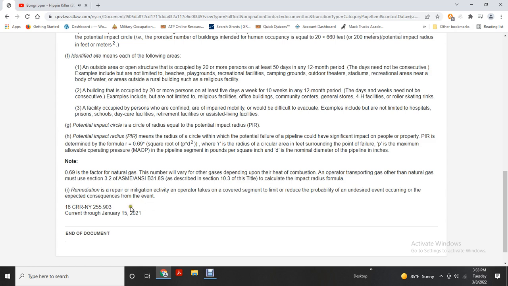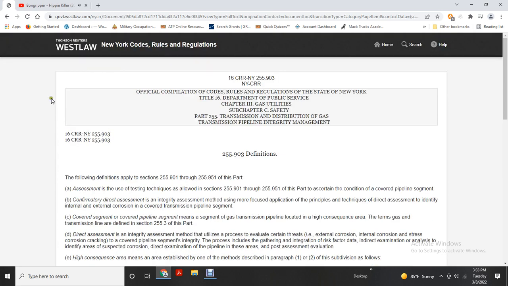Alright. 0.69 is the factor for natural gas. This number will vary with the gas, depending on heat of combustion. For operating transportation gas other than natural gas, use section 3.2 of ASME/ANSI B31.8S to calculate the impact radius formula. Remediation is a repair or mitigation activity on a covered segment to limit or reduce the probability of an undesired event occurring or the expected consequences of the event. That was definitions.